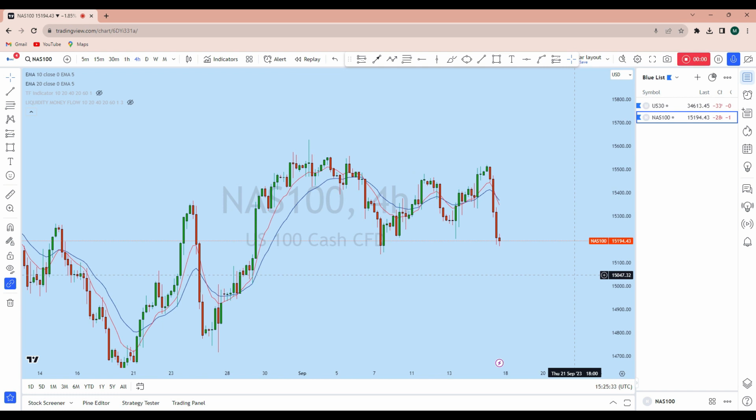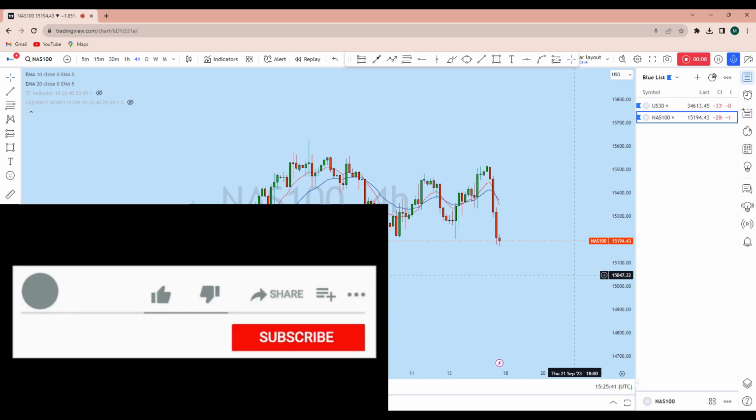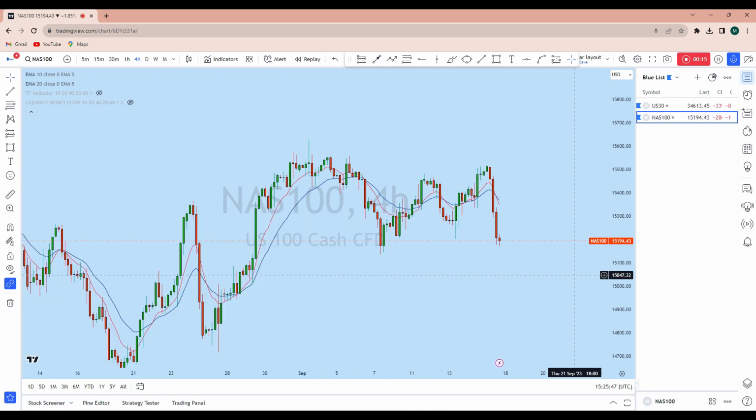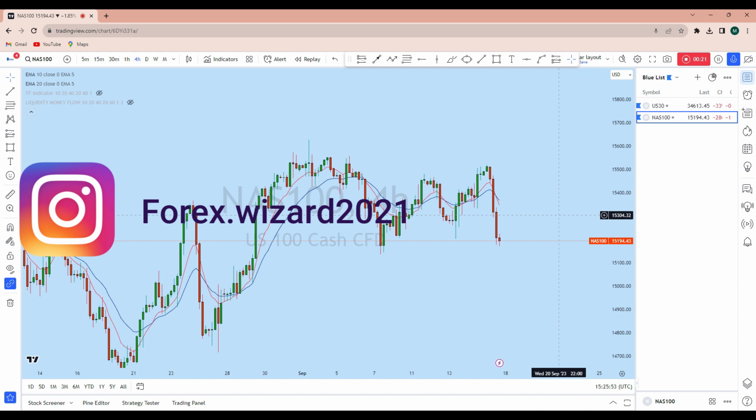Hello trader, I'm going to do a complete multi-time frame analysis on NASDAQ and US30. Let's see what kind of trading opportunity we currently have in this instrument. From the lower time frame, we can see that NASDAQ and US30 are currently showing significant trading opportunity. Now, before we discuss how we can trade, first let's look at the bigger picture.